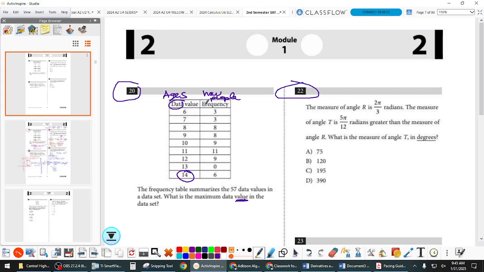Good on that? I feel like that should be a gimme if they put one on there like that. So just read it carefully. Data value, maximum data value. Oh, that's the data value column. All right, other one.